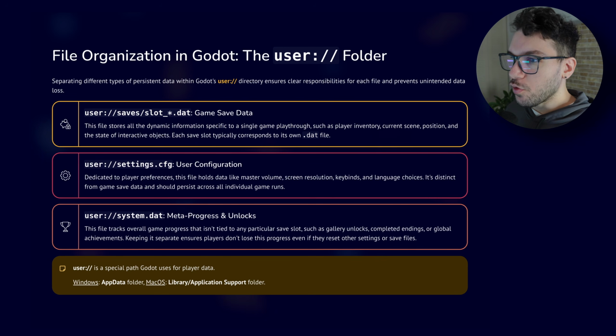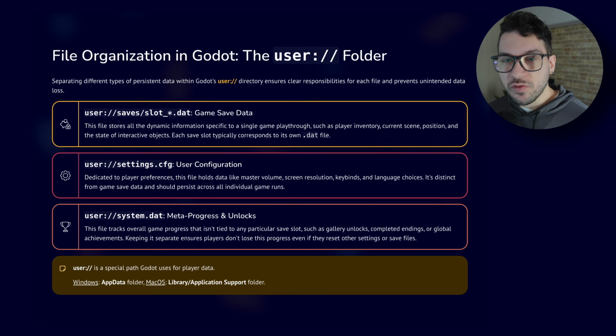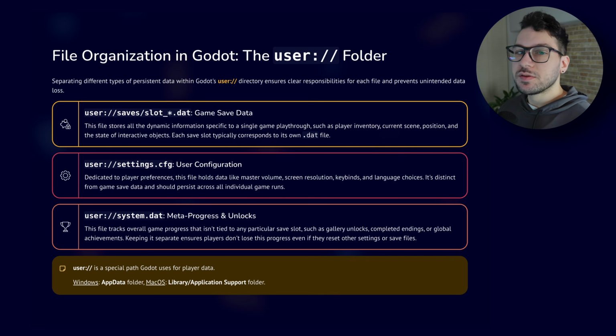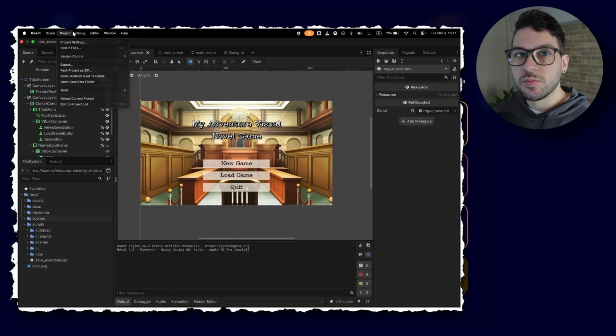Now, at the end of the day, of course, you're free to do things the way you prefer, but a conventional file tree for the different kinds of save files you need would typically look like that. You have one file per save slot in your game. You have the settings, and you also can have the system.dat, which is more about meta progress. So like collectibles that you can see from the title screen of your game, for example. By the way, user:// is a special path that Godot chooses for player data. On Windows, it is inside the AppData folder, or Library/Application Support for macOS. If you cannot find it, you can open it from the editor, Project menu, and Open User Data Folder.